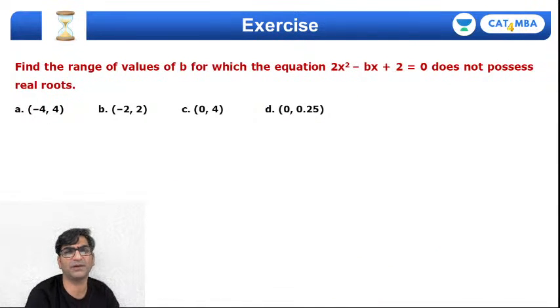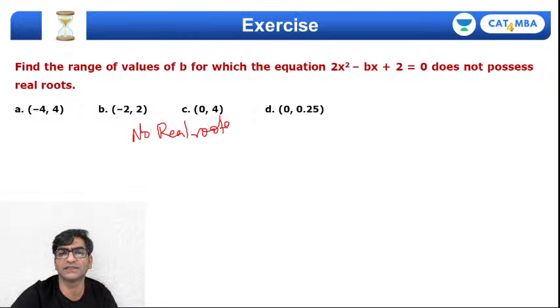Here's another one, similar property. Find the range of values for b for which the equation does not possess real roots. So it should not have real roots. When does a polynomial not have real roots? If its discriminant is negative, right?